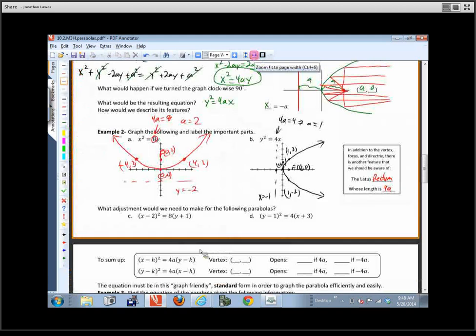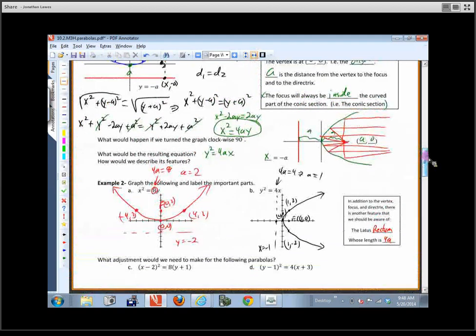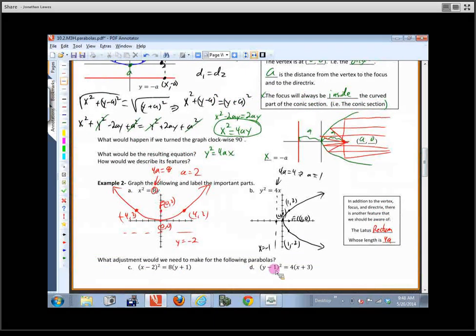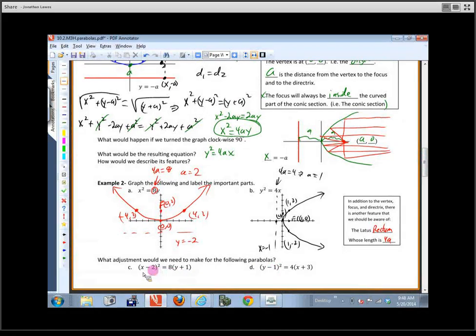Okay. So take a look at those questions on the bottom. Maybe I did do this right. Yeah, I did, because I didn't want you to actually graph this. What would change about this parabola given this equation right here? Right 2, down 1.